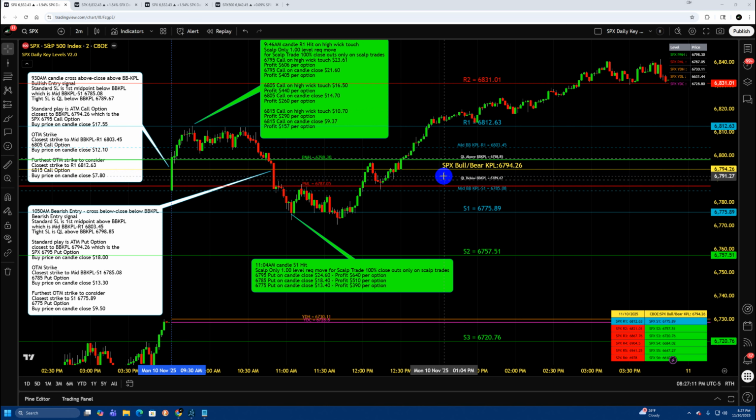The main key levels that the indicator provides each day are, first of all, the SPX Bull Bear KPL, which stands for key price level, which for today's session was 67.9426. The indicator also provides main R levels above the Bull Bear KPL and main S levels below the Bull Bear KPL. So as you can see here in this table, those range from R1 to R6 above the Bull Bear KPL and S1 through S6 below the Bull Bear KPL.